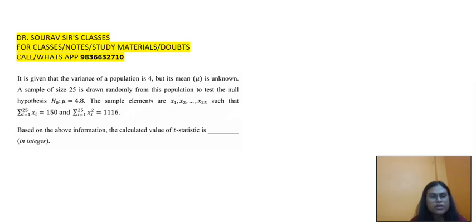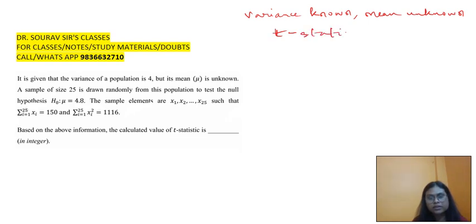Okay, so it is given that the variance of a population is 4 but the mean is unknown. Variance known, mean unknown. So we solve here with the t statistic. The variance is known but the mean is unknown, so we find the t statistic.